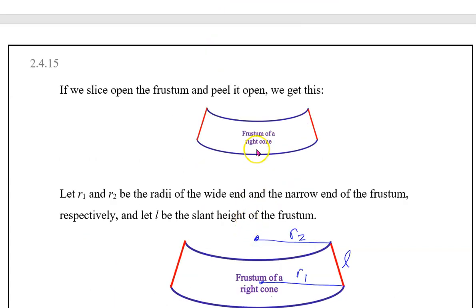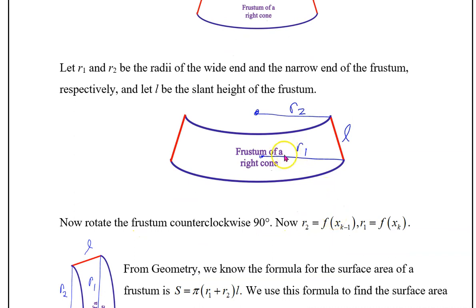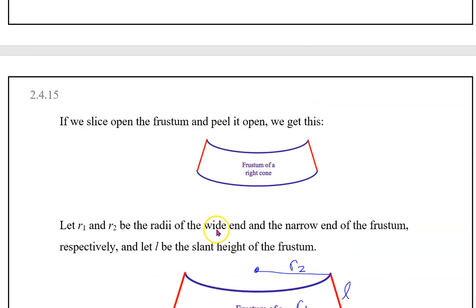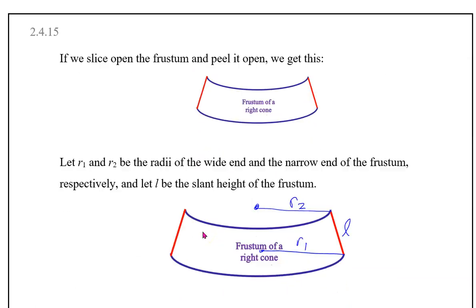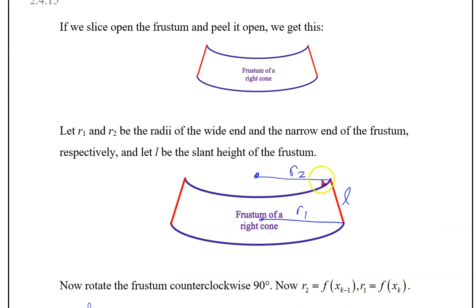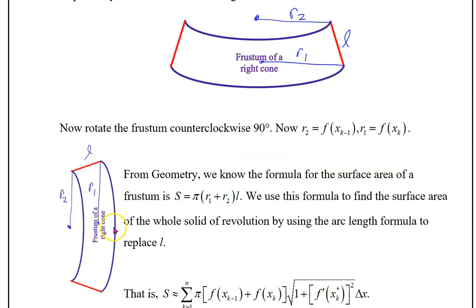We've got a frustum of a right cone now. If we let R1 and R2 be the radii of the wide end and the narrow end respectively, and let L be the slant height, then we get the following picture. We have R1 being the radius of the wider end, and remember, that's this end down here, the base of what would be the yogurt cup. Then we let R2 be the radius of the inner part, or the top of the yogurt cup. We let L be the length of the slanted side of the yogurt cup, or the frustum. Now we want to rotate it counterclockwise 90 degrees, in other words, turn it on its edge.